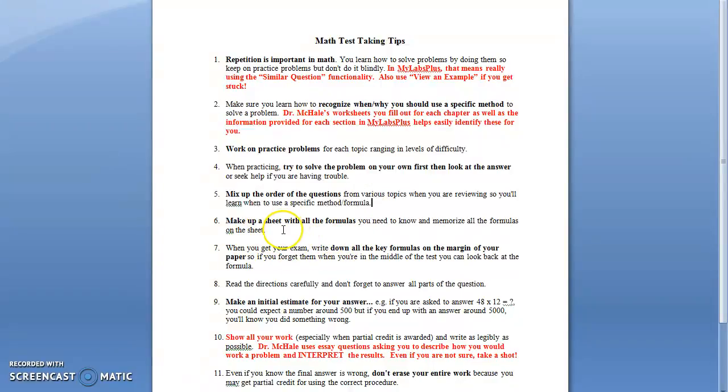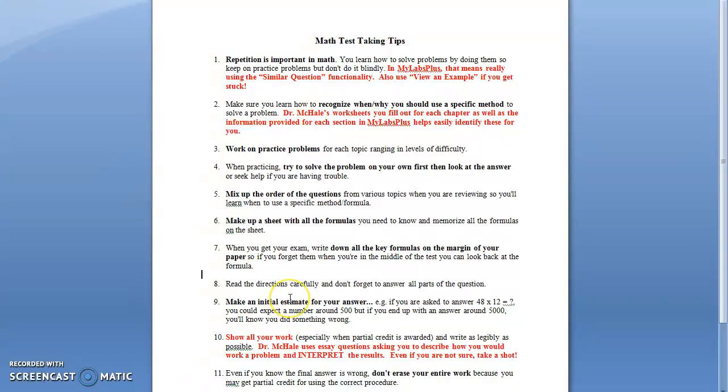Number 6, we don't really use with MathLabs Plus or StatCrunch, since the formulas are really embedded in there. But for your other math classes, this could be important, as well as writing down key formulas before you start the exam. I've always done that when I've had to take a test that's not computer-based, because you're freshest when you first start the exam. So write down the formulas so that you make sure they're correct, because once you're in the middle of the exam and you're getting mentally tired and you're trying to recall a formula, sometimes you can recall it incorrectly.